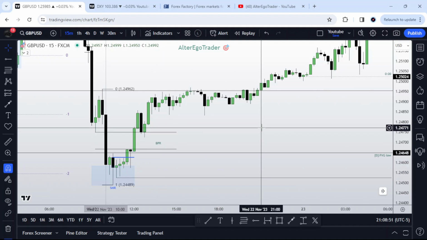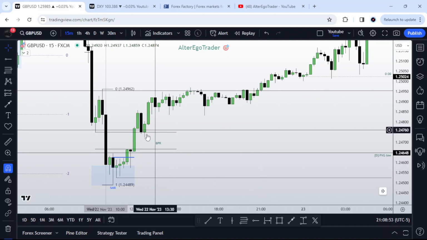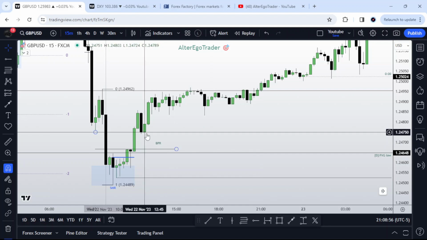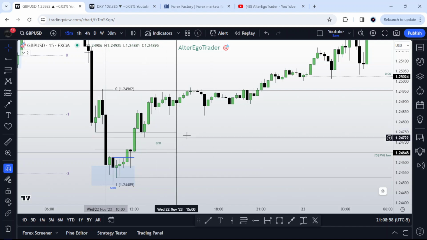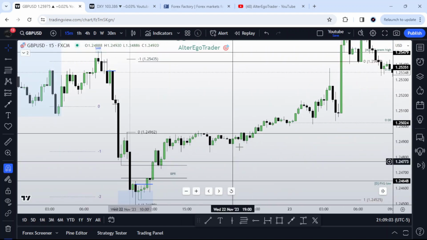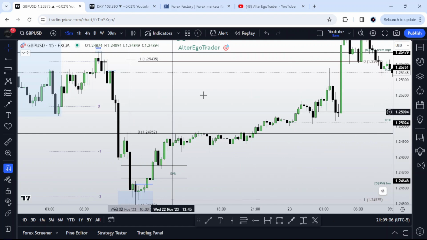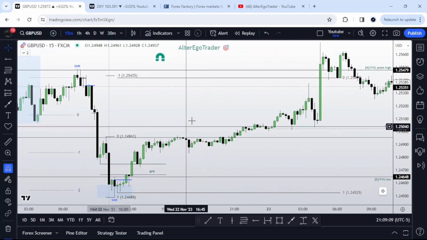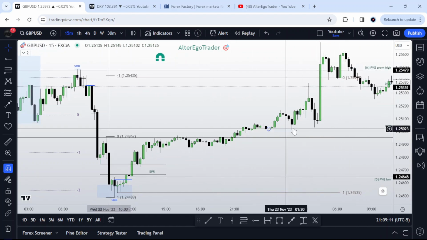My entry was at 1.24773, so it was around here, right? And I held it. My plan was to hold because it was going to be Thanksgiving on Thursday, which was the next day. But that's fine. I was just going to hold and not enter any other trade.